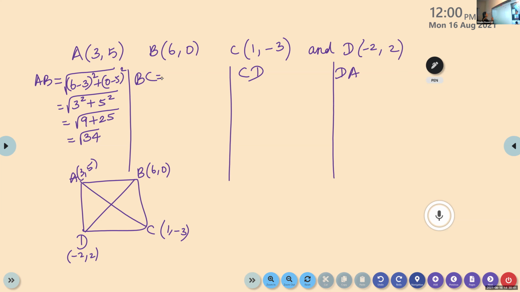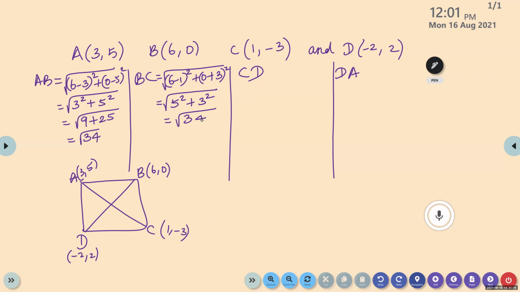Similarly, find out BC. What is BC? 6 minus 1 the whole square plus 0 minus of minus 3, negative of negative, it will become positive. So it is root of 5 square plus 3 square, which is root of again 34. Is it correct?